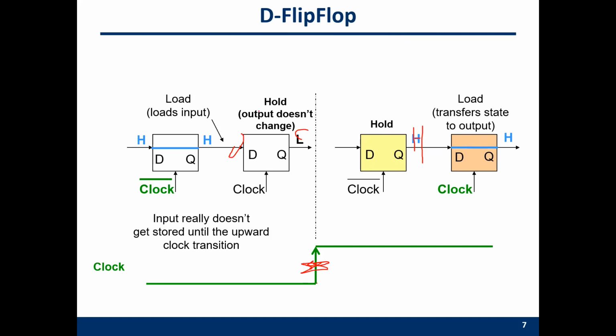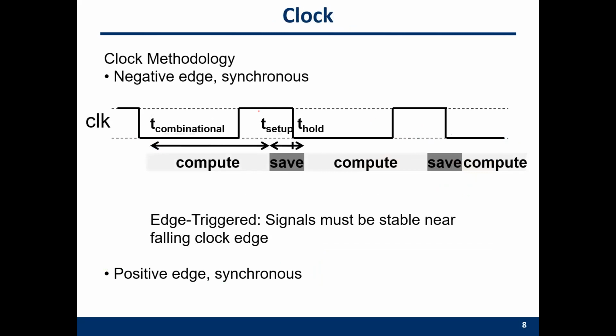The output changes from low to high. So we can use the characteristics of these memory components to build a circuit which can use the clock to do different tasks. For example, when the clock is low, it can do computation. When the clock is high, it can save the intermediate results and hold them.